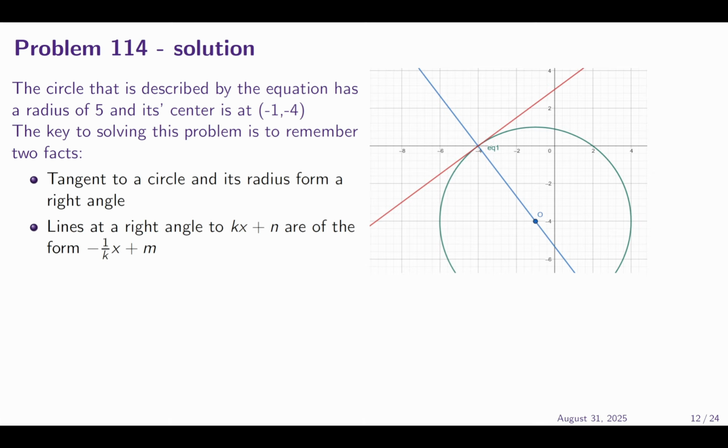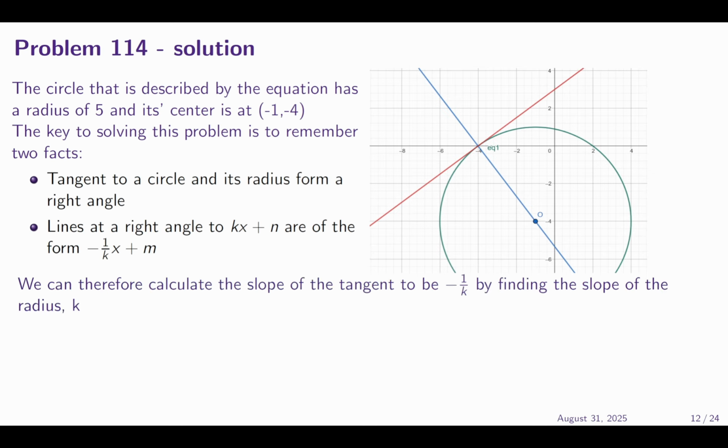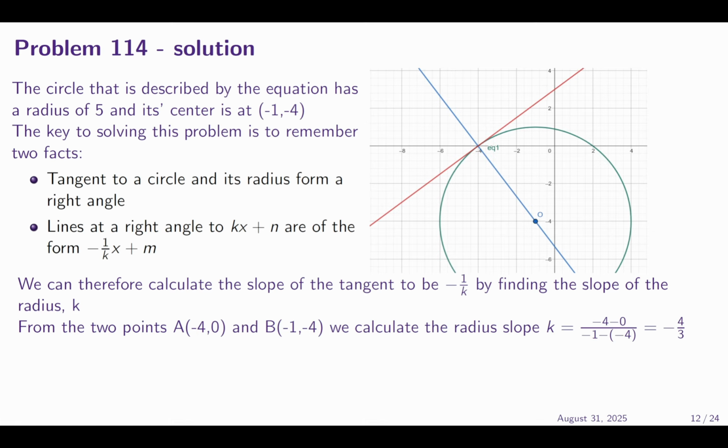Or in other words, if we have a line which is kx plus n equals y, then any line that forms a right angle with it is going to be of the form negative 1 over k times x plus some m. We can calculate the slope of the tangent to be negative 1 over k by just finding the slope of the radius k from the 2 points a, negative 4, 0, which is the intersect of the tangent, and b, negative 1, negative 4, which is the center of the circle.